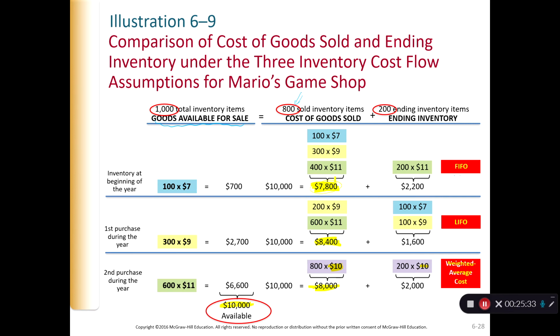Remember the numbers. FIFO, we have cost of goods sold of $7,800. LIFO, we have cost of goods sold of $8,400, and weighted average, we have a cost of goods sold of $8,000. Okay.